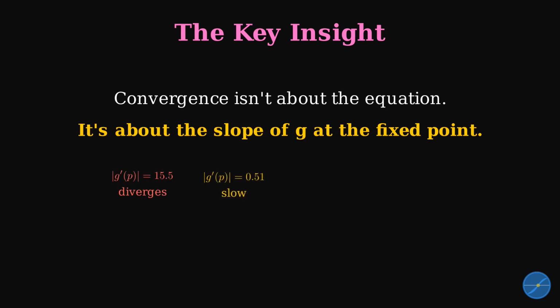Line the four slopes up: 15.5 diverges, 0.51 is slow, 0.13 is fast, and 0 is instant. The line in the sand is absolute g prime of p is equal to 1. Below it you win, above it you lose. How fast does it converge?